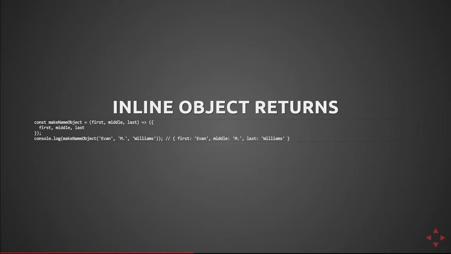An inline object can also be returned by surrounding the object definition with the parentheses. So you can see in the make name object, I take first, middle, and last parameters and create an object that has those three properties on them with those three values. If I output the result of the arrow function, you can see the object definition there.